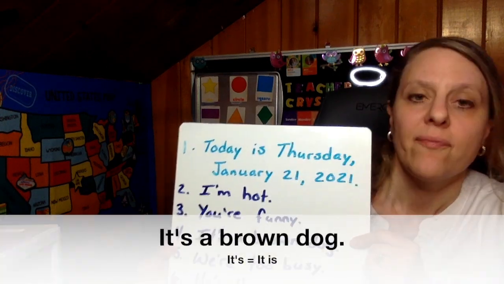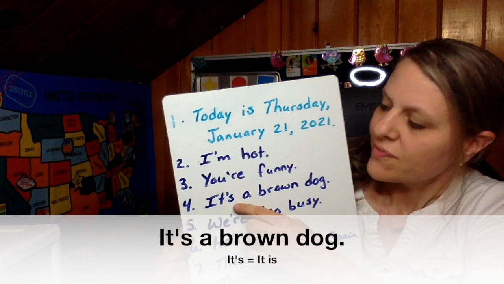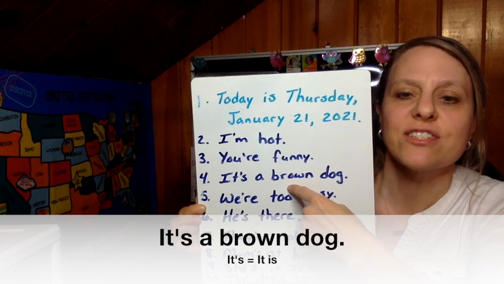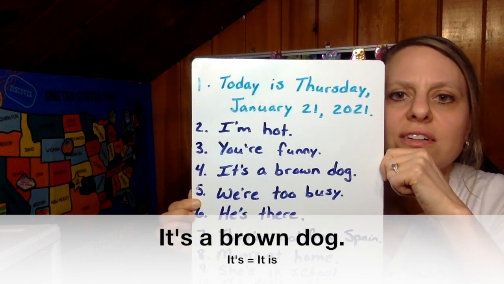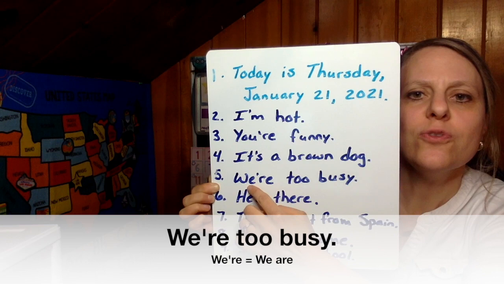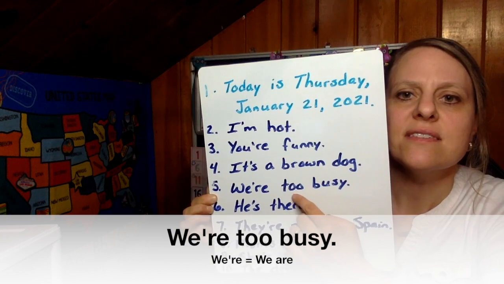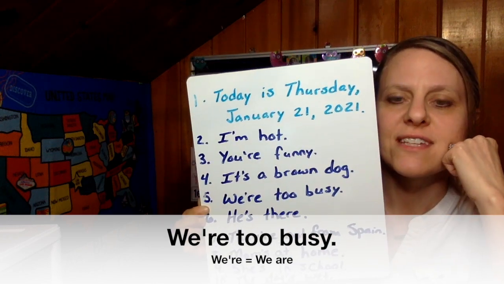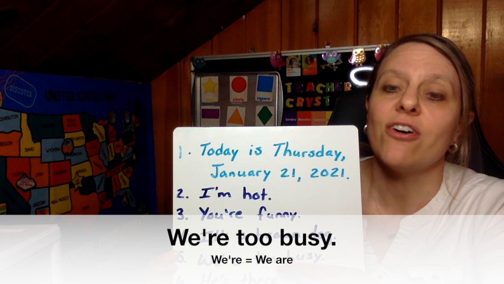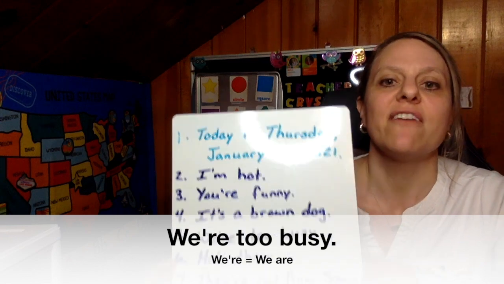Number 4, it's a brown dog. It is a, because there's one. Brown describes the dog. It's a brown dog. Number 5, we're too busy. We are. Too, this type of too has 2 O's. So when it has two O's, it can mean excessive or it can mean also. If we're too busy, that means we're excessively busy. We have too much to do.